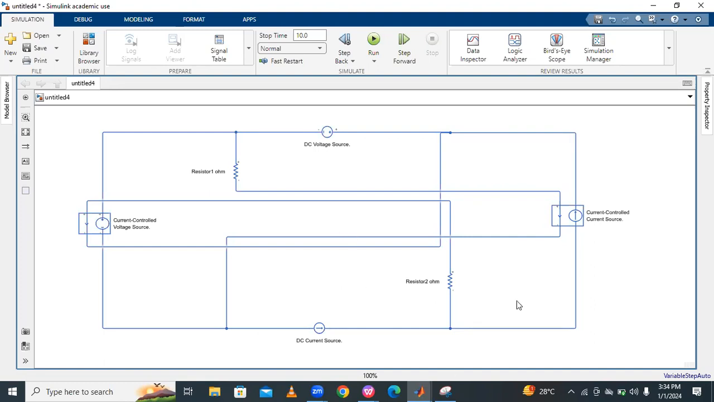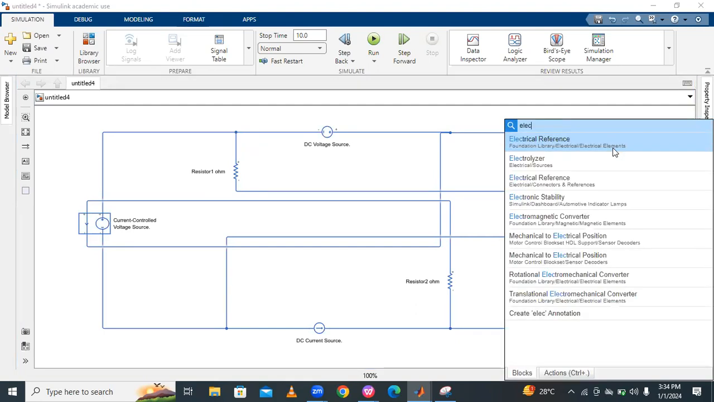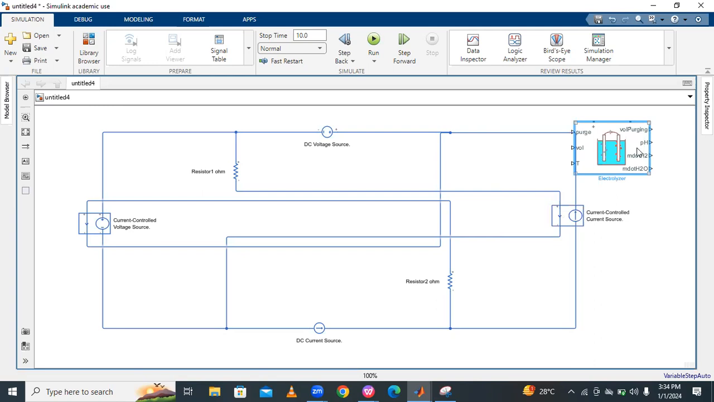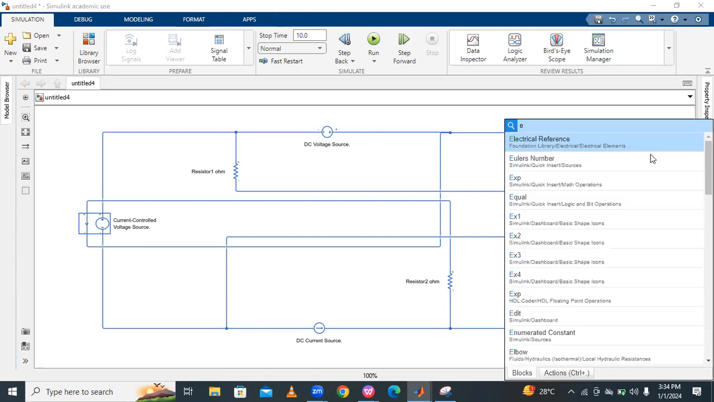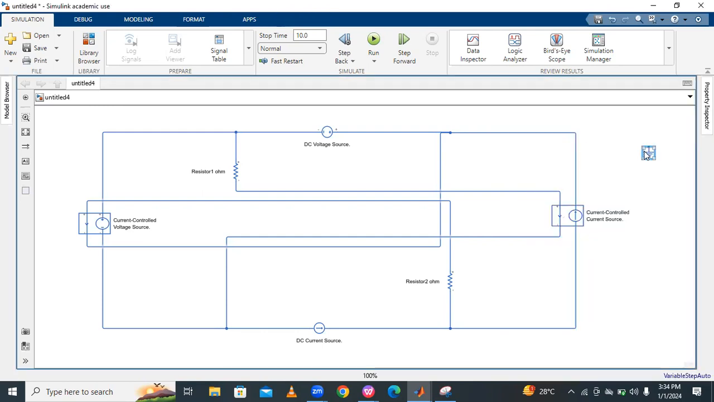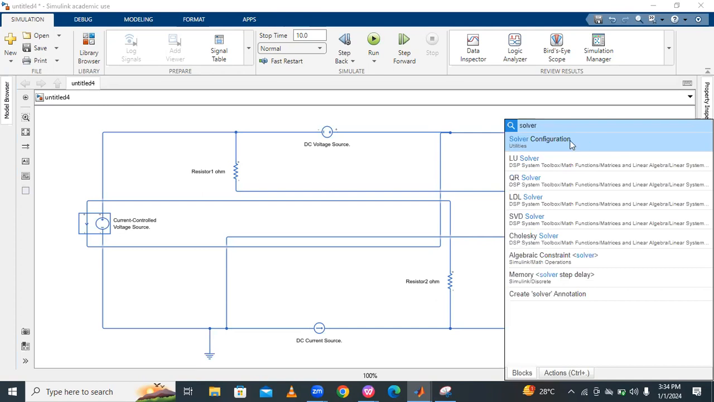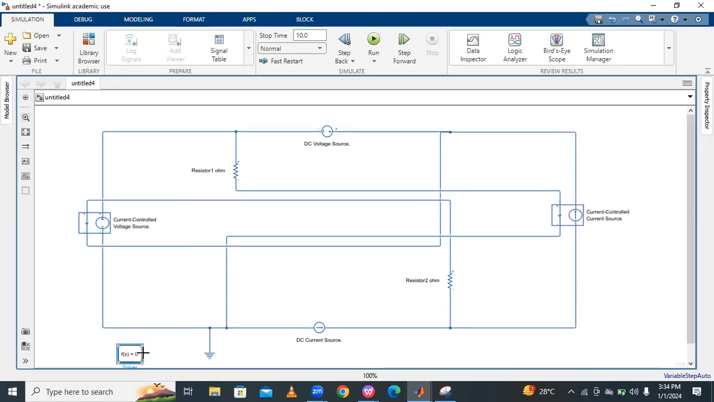The next one, an electrical reference is required. Electrical reference, not this one. Like this, connect the electrical reference here. Next, a solver configuration is required. Solver configuration, like this. This way we have to connect. Okay, the connection is over.